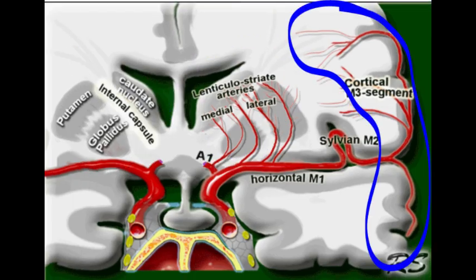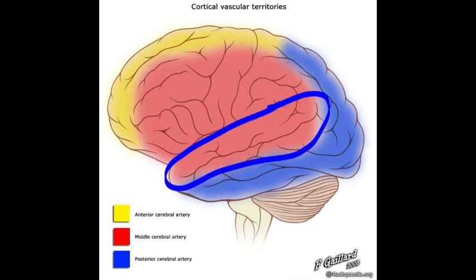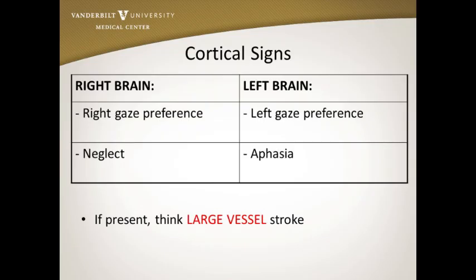We also have the superficial cortical branches, and these branches spread out over the lateral convexity of the brain, supplying the lateral and inferior parts of the frontal lobe, the parietal lobe, the superior part of the temporal lobe, and the insula. Damage here results in the more classic cortical stroke findings, including aphasia, neglect, and gaze preference, depending on the hemisphere that is involved.